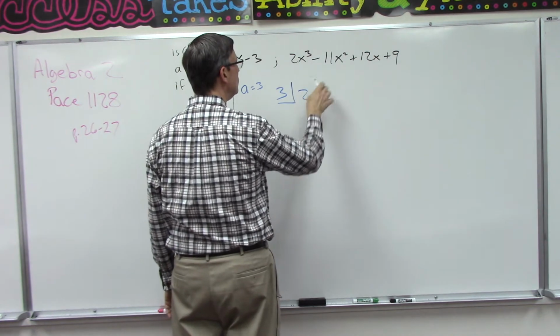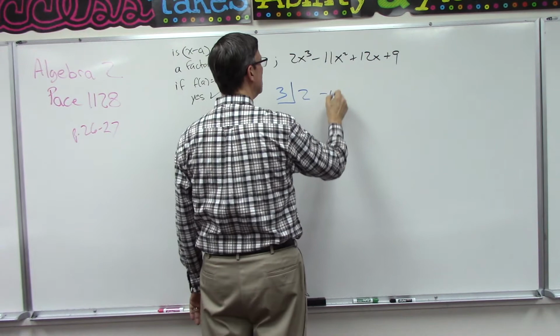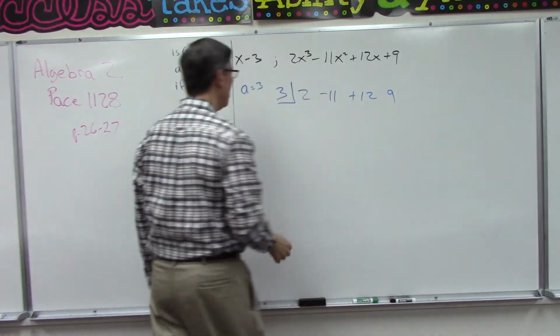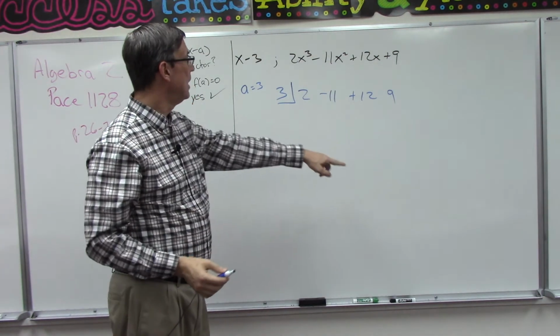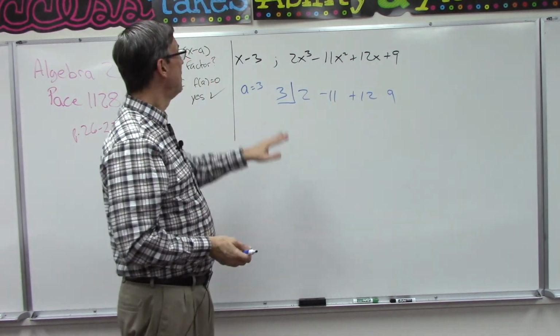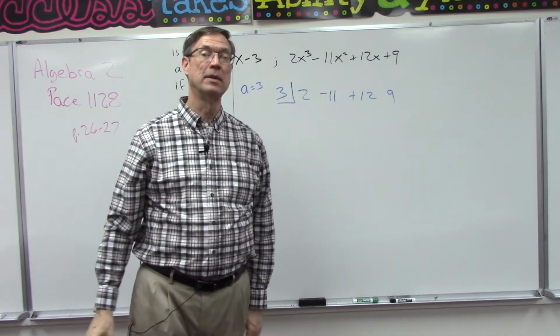So I do 2, looks like I have every coefficient. There's none of them missing. I don't need any zeros. Do the negative 11, do the 12, do the 9. Now if I do this little magic trick, and when I get to the end, the answer works out to be 0, then that means that this is indeed a factor of that.